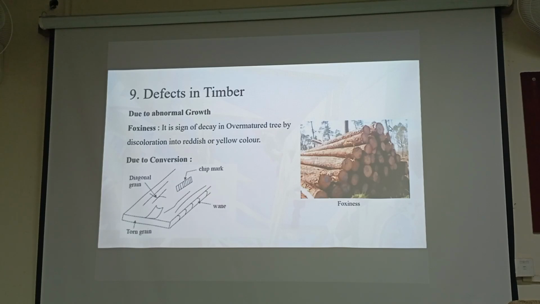And the other defect can be due to abnormal growth, like foxiness. The central part of the tree is diverted in some particular direction, and if this defect is there, then there will be some problem in sawing or cutting of the tree.